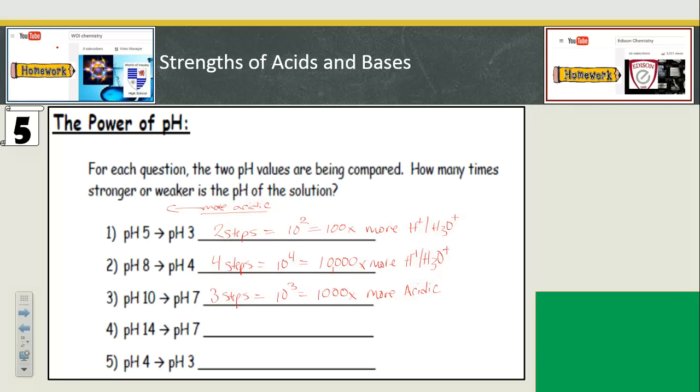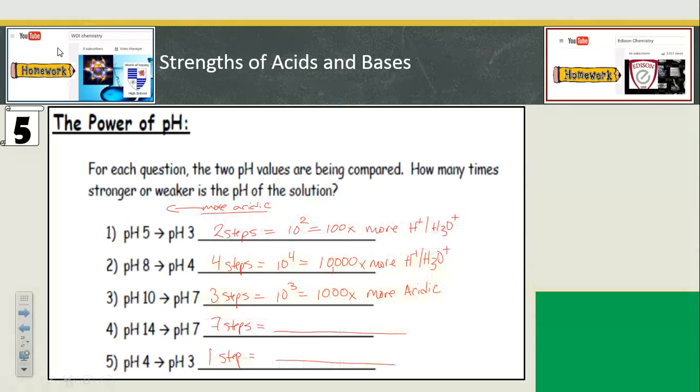pH 14 to pH 7, right? I want you to see that 7 steps. I want to see you finish the rest. pH 4 to pH 3, that's 1 step. I want you to tell me how much more acidic those 2 solutions are becoming.